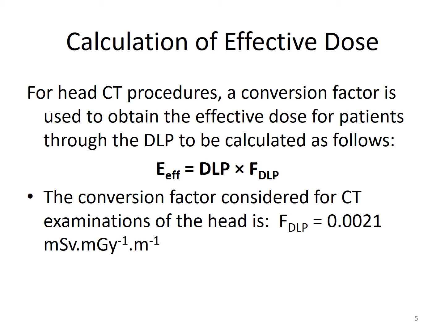For the calculation of the effective dose during head CT procedures, a conversion factor is used to obtain the effective dose for patients through the dose length product. The effective dose is calculated by multiplying the dose length product by a conversion factor. In this case, the conversion factor considered is for the CT examination of the head, which is indicated in this slide.